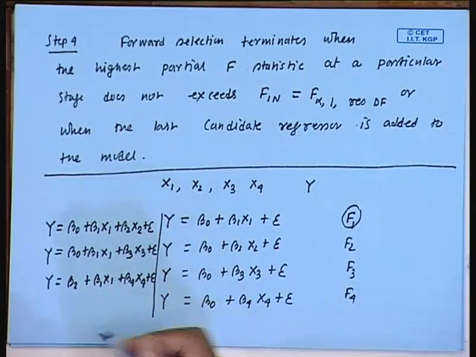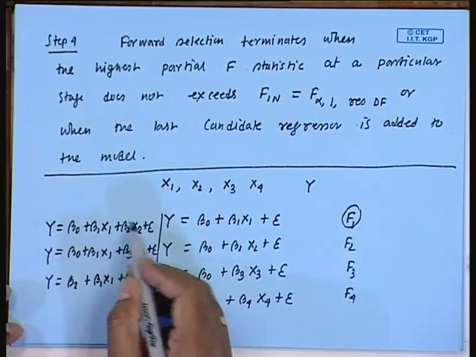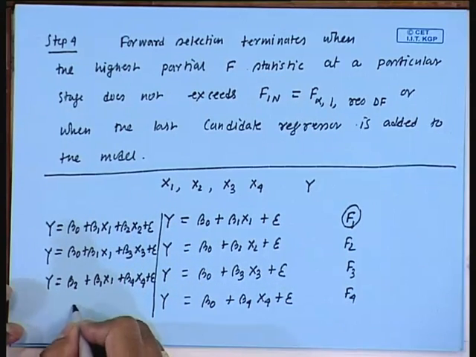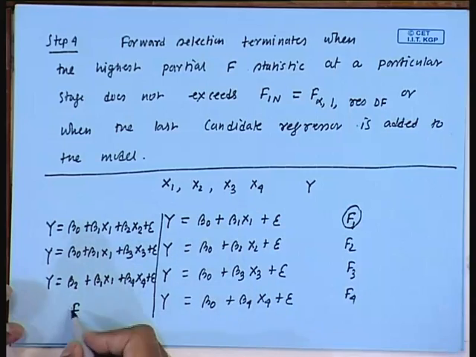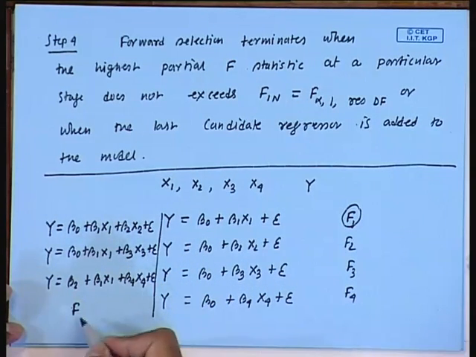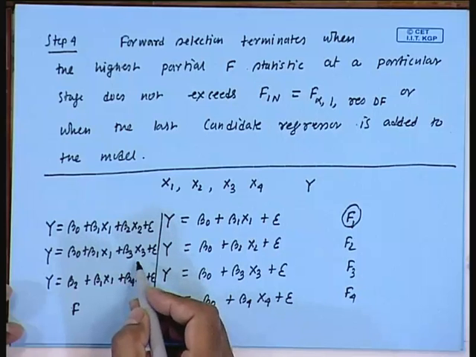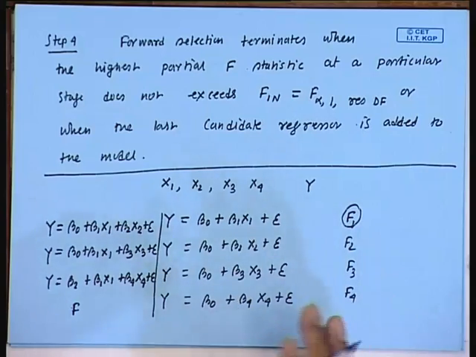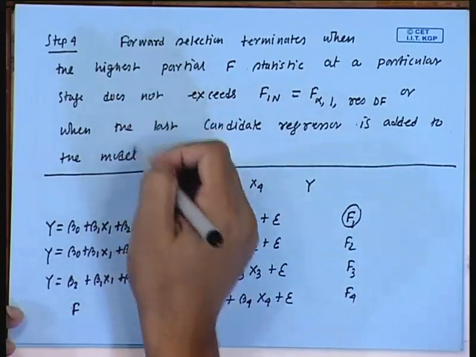So, depending on that, it can be evaluated by computing the partial F value. The model having the highest partial F value, the associated regressor, will be included in the model. We keep on doing this, and there is a stopping criterion. This says the stopping criterion.